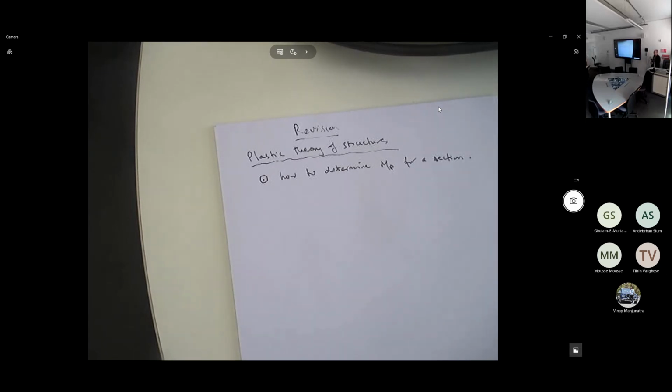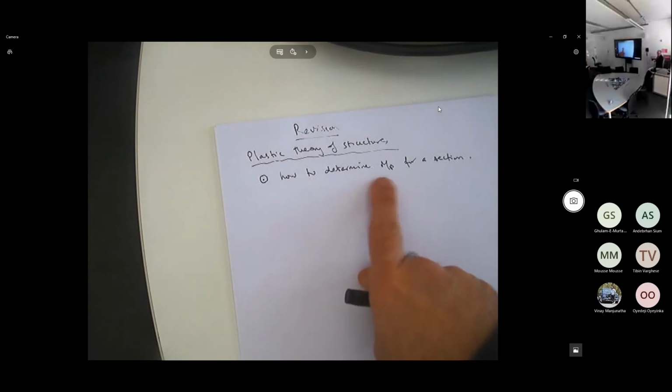If I give you a T shape or an I shape or an L shape or whatever shape, or a tubular shape, you need to know how to determine the plastic moment MP for a section. We did a number of questions. I think we did a T section, and a channel section. I think I've uploaded one or two examples in Aula. So you need to understand the steps involved in determining MP.